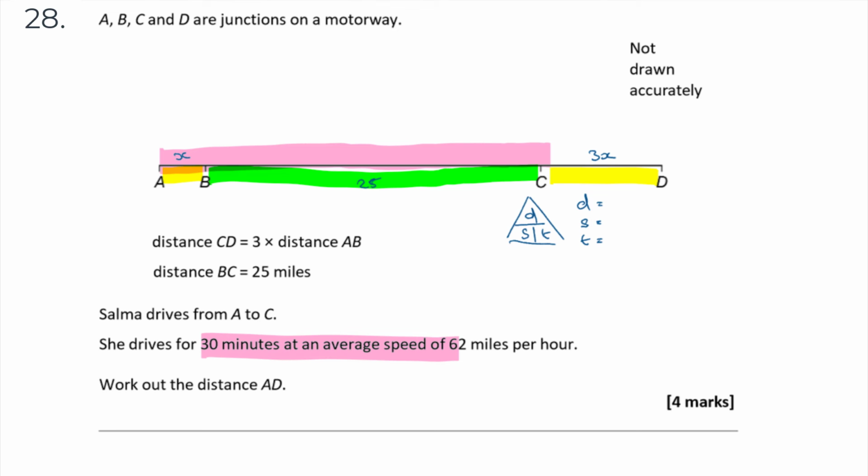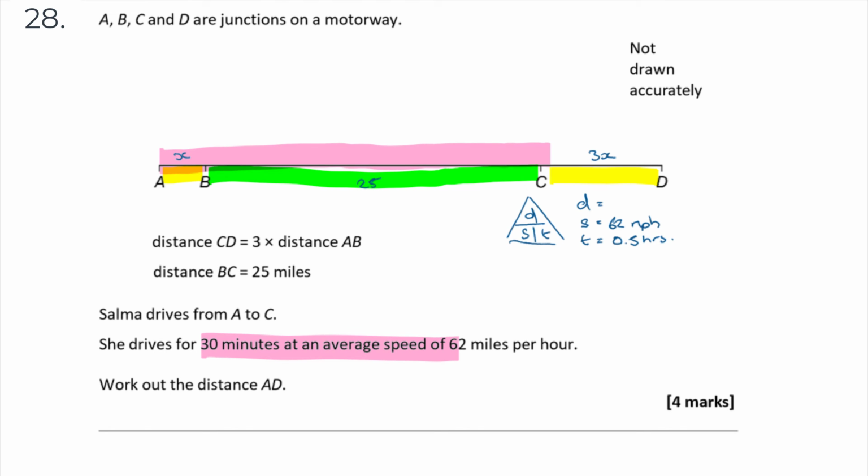Right, so she drives for 30 minutes at an average speed of 62 miles an hour. So we know speed, it's 62 miles per hour. And we know time. Now time is in minutes and speed is in miles per hour. So I'd like to convert that 30 minutes into hours so it matches the units with the miles per hour. So rather than writing the time as 30 minutes, I'm going to rewrite that in hours. So 30 minutes is half an hour, or 0.5 hours, isn't it?